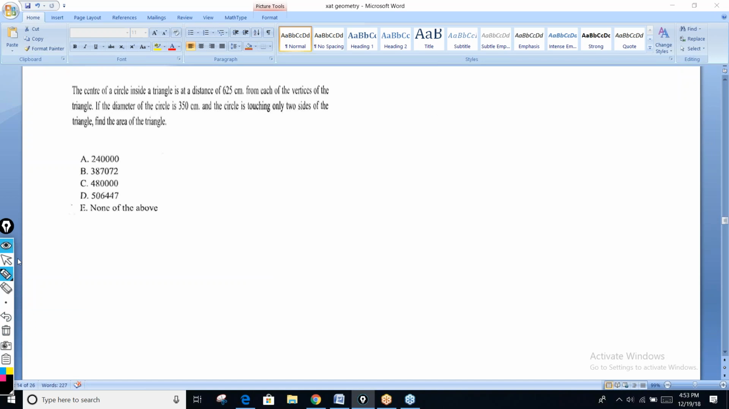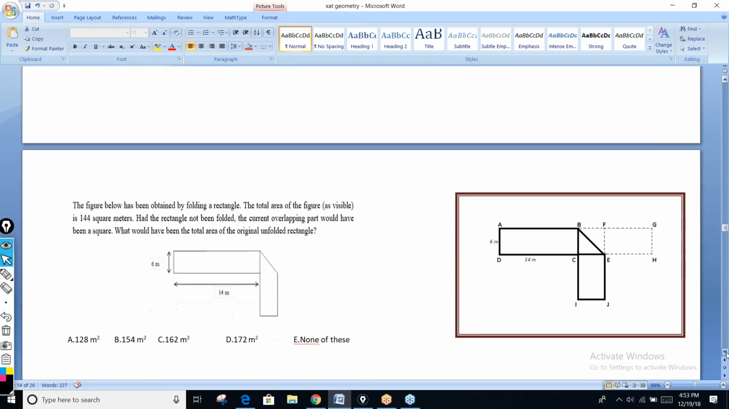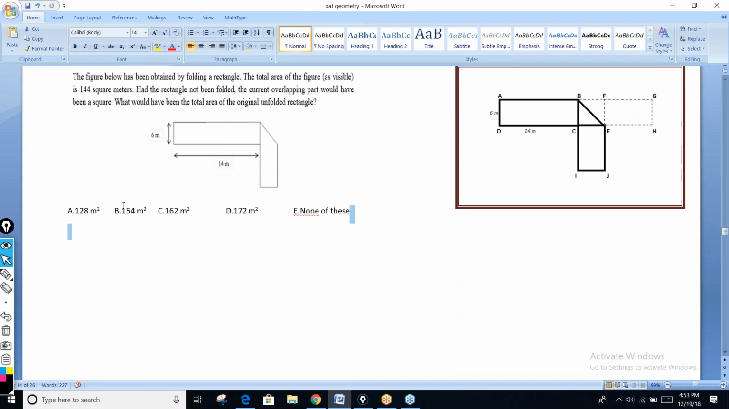Okay. I think one more question is left. Yes, one more question is left. It seems to be difficult, but it is not actually. The figure below has been obtained by folding a rectangle. That is a complete rectangle, and we have folded it. The total area of the figure is 144 square centimeters.